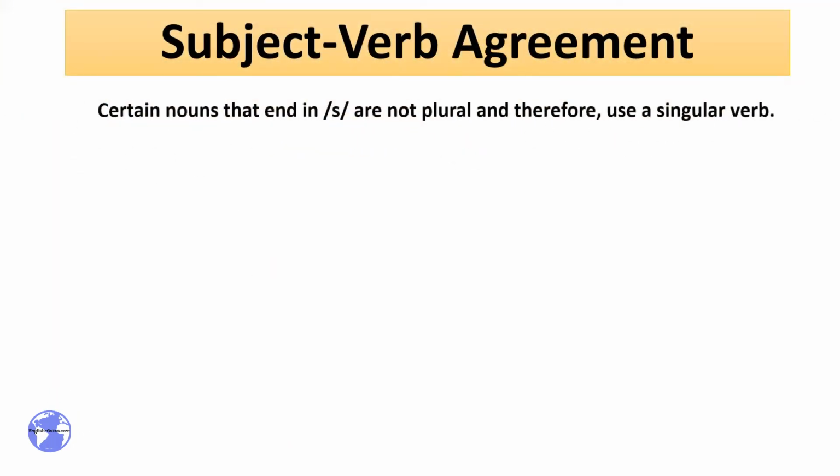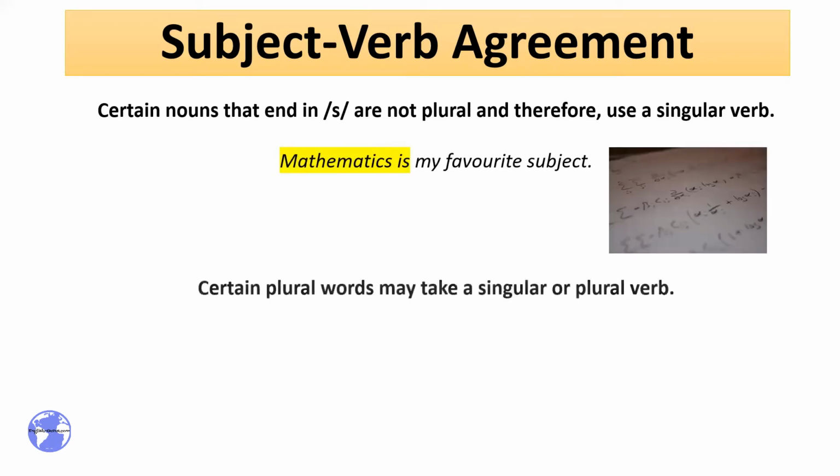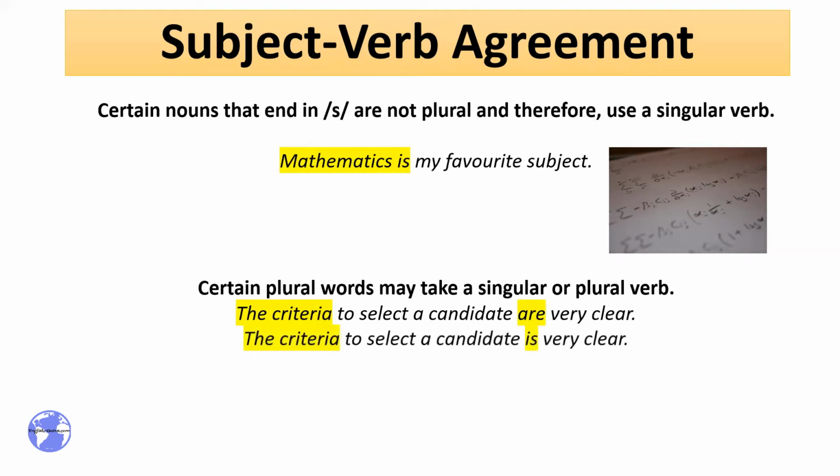Certain nouns that end in S are not plural and therefore use a singular verb. So for example, mathematics is my favorite subject. Certain plural words may take a singular or plural verb. The criteria to select a candidate are very clear. The criteria to select a candidate is very clear. Both here are possible.